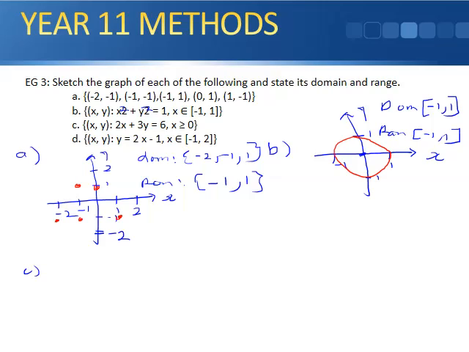Part C, we have 2x plus 3y equals 6. So here we're going to have a straight line. When x is 0, the y-intercept is going to be 2. So I'll just mark the 2 down there. And when y is 0, 6 divided by 2 is 3. That's going to be 3 there. So this will have a line like that. And it's x is greater than 0. So it starts from here and it goes that way.